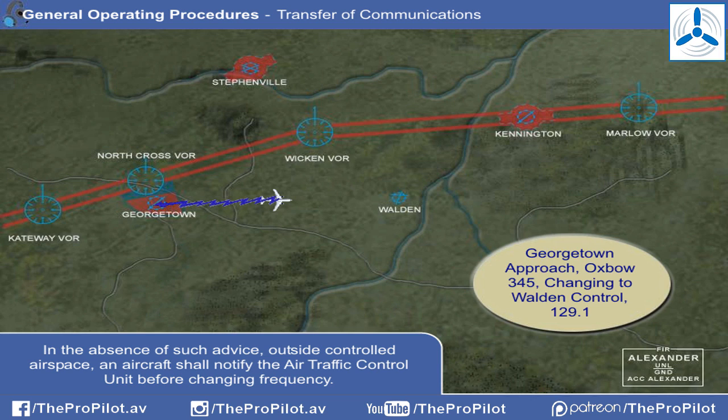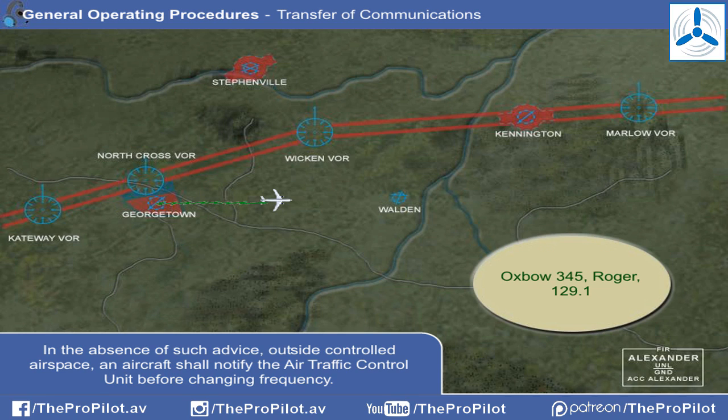Georgetown approach, Oxbow Tree 45, changing to Walden Control 129.1. Oxbow 345, Roger, 129.1.